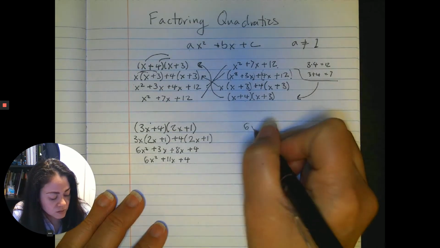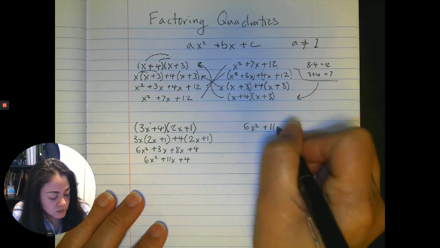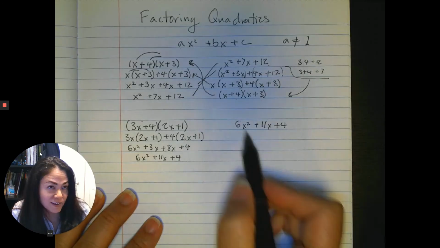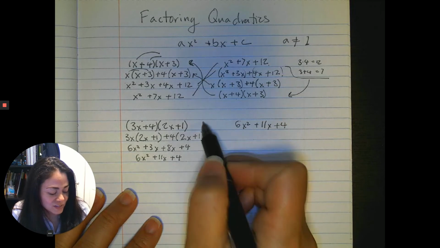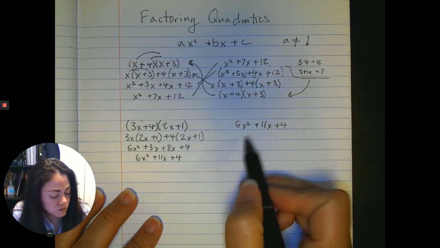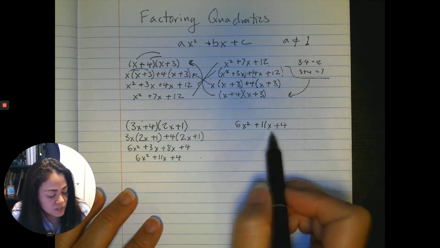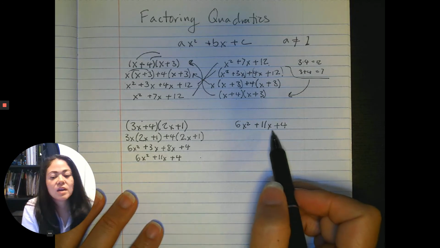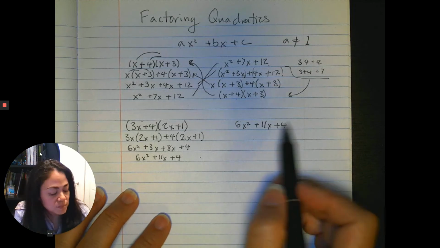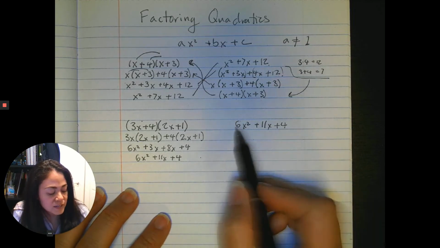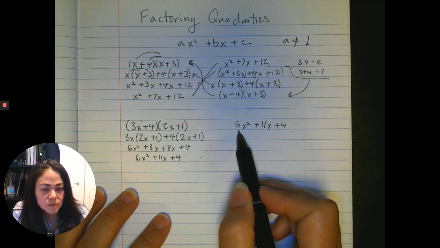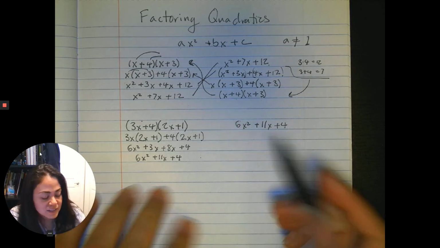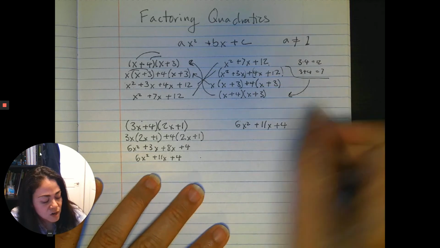6x squared plus 11x plus 4, and see how it's similar, or see how it's the reverse process of doing this. So here we go. We're going to now, instead of just looking at what two numbers equal the constant, figure out what two numbers multiply together to get these two numbers multiplied together. Whew, I don't know if that made any sense.